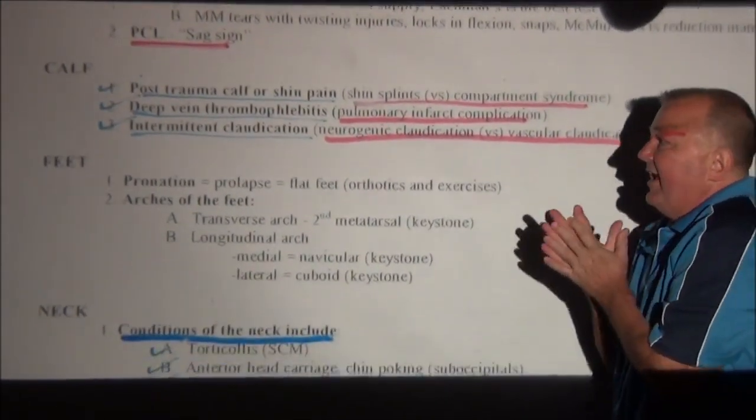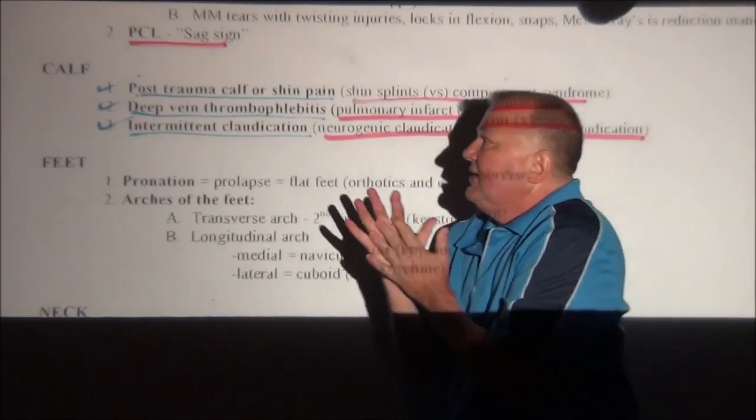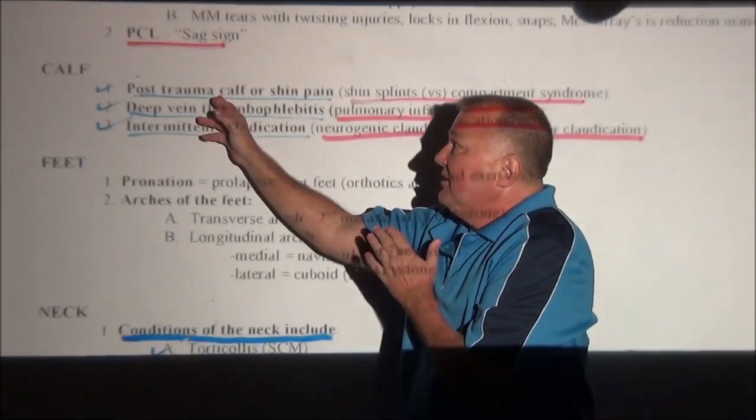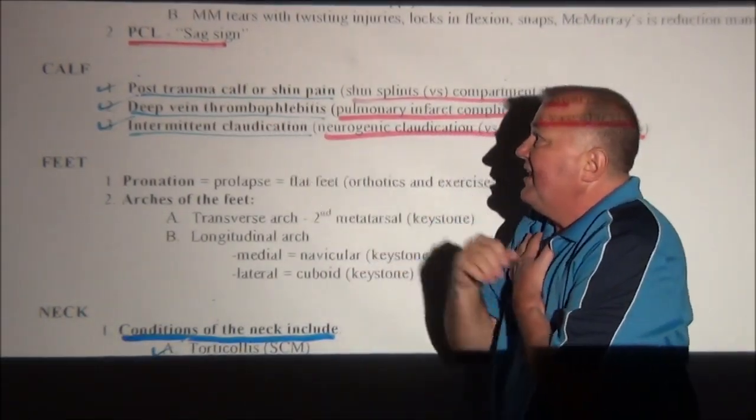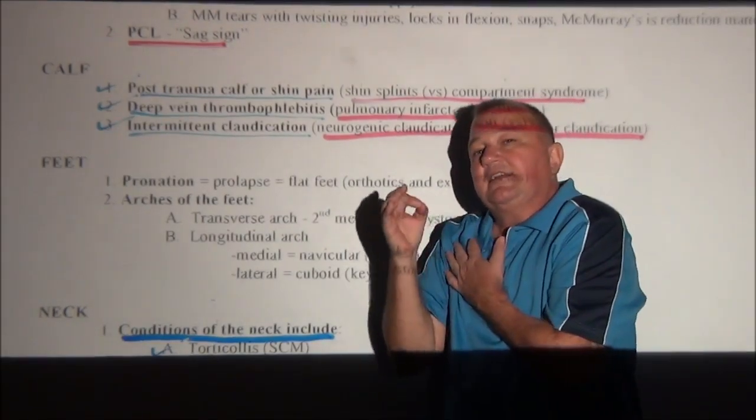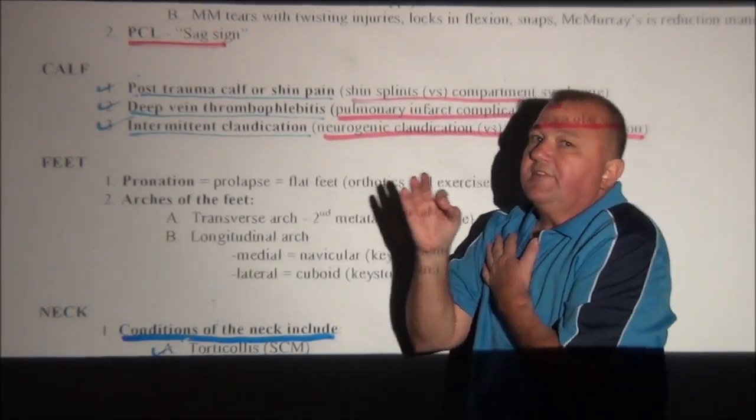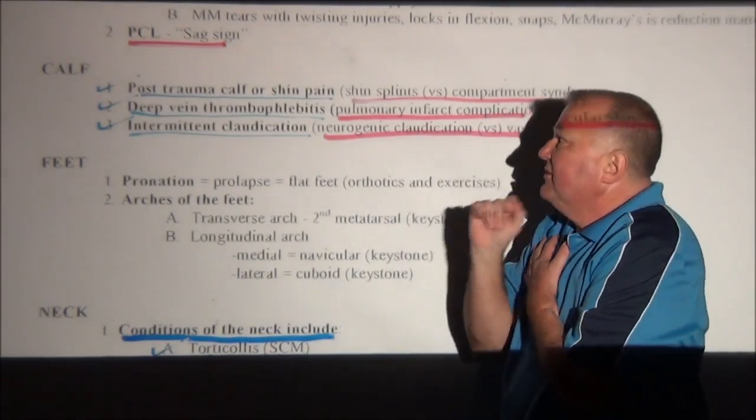Now these three for the calf. Let's take a look at these. After trauma, could you tell if somebody had compartment syndrome or if they just had shin splints? So we got to be able to do that.